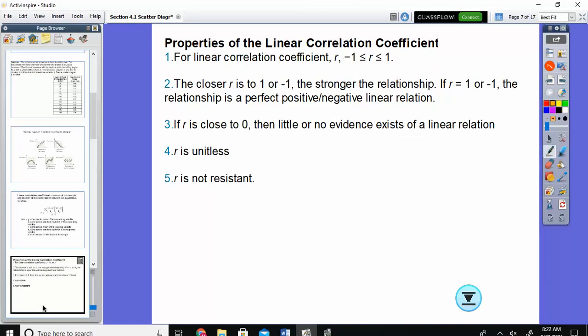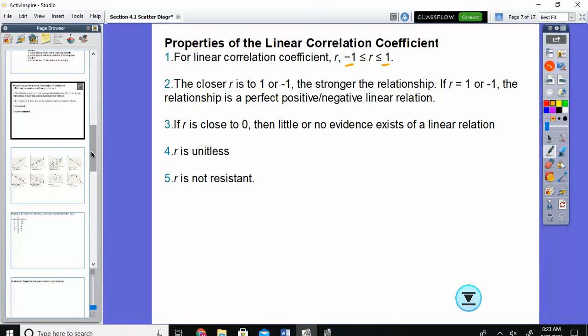So our correlation coefficient should always be between -1 and +1. If it's really close to 1 or -1, that's a strong relationship. Negative being a strong negative relationship, like a decreasing line, positive would be an increasing relationship. If it's close to 0, that's like saying there's no relationship. It doesn't have units, it's not resistant. What did we say resistant was? It's been a while since we've used that term.